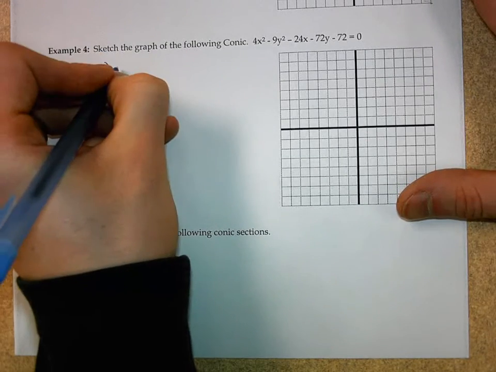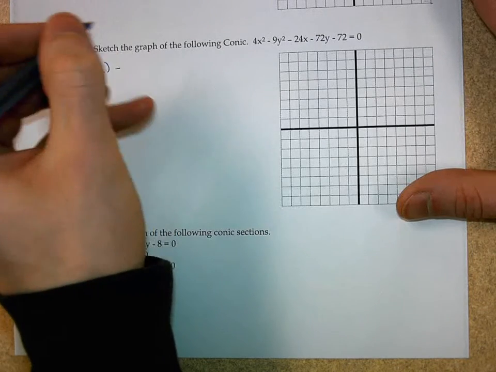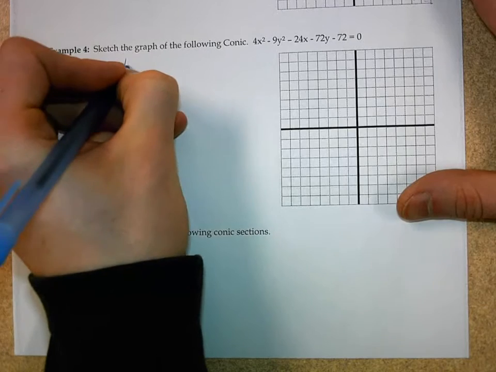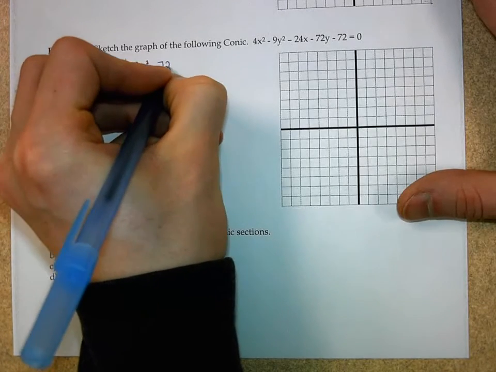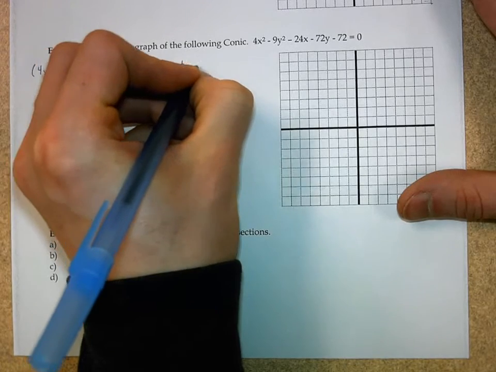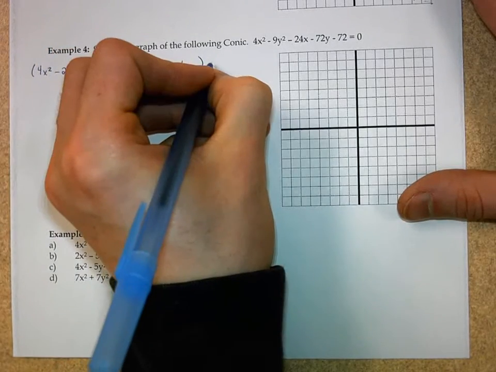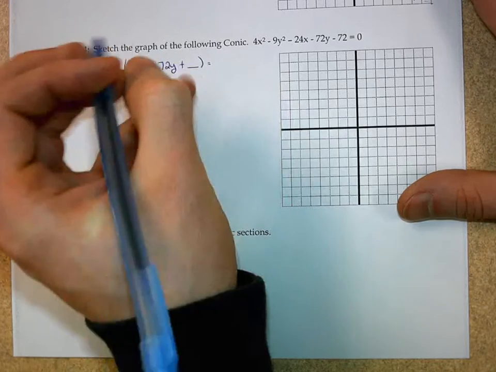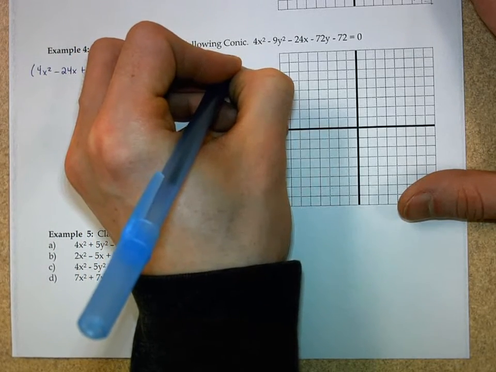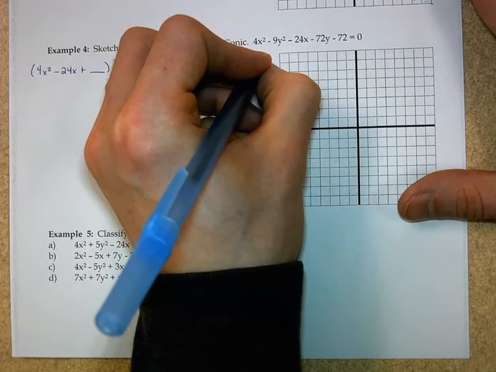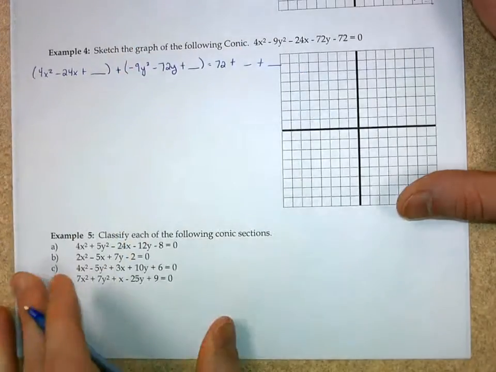Then I'm going to have, actually I'll do a plus for now, plus negative 9y squared minus 72y plus blank equals 72 plus blank plus blank.